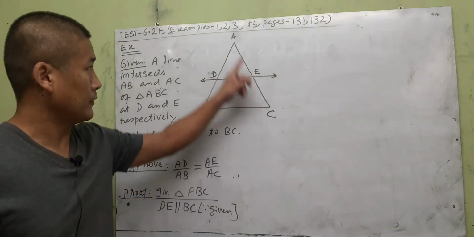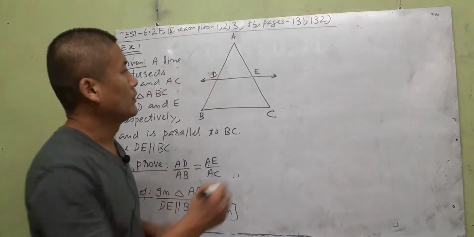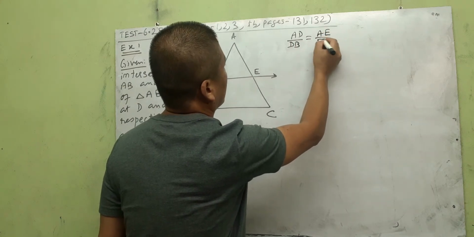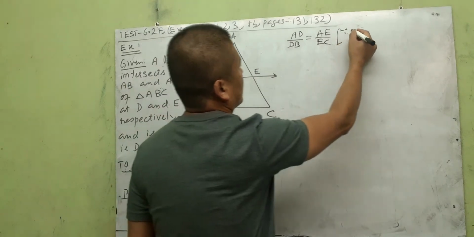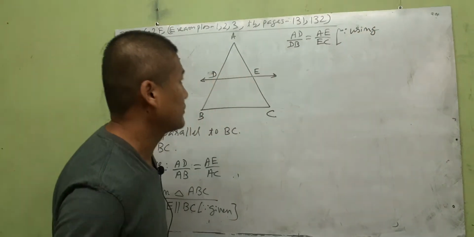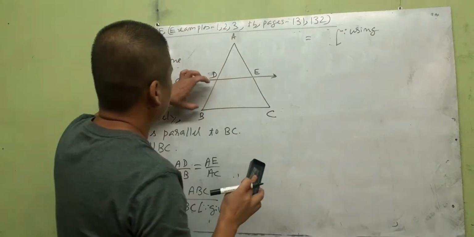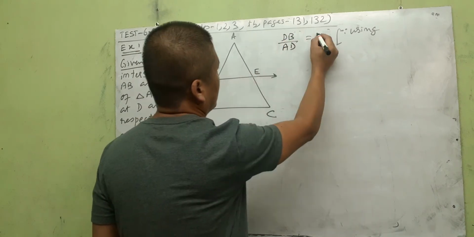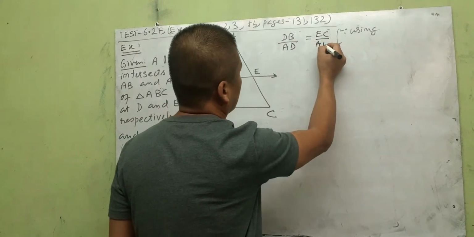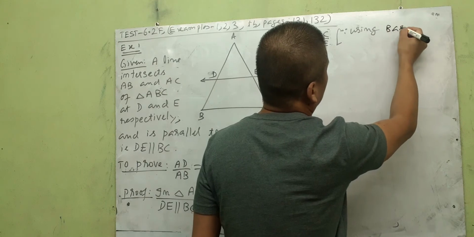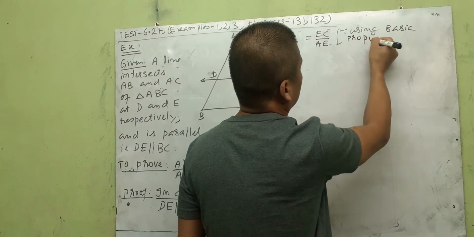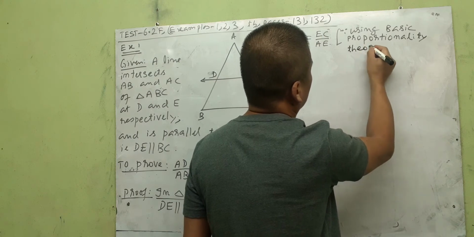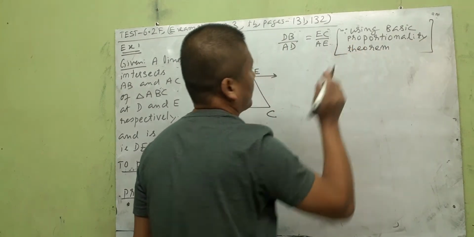So if a line is parallel to one side of the triangle, it will cut the other two sides in equal ratio. So we can write here AD by DB is equal to AE by EC. Or you can also write it, I think this way will be easier, like this by like this, or like this by like this also, it's okay. In this case, I think this will be easier: DB by AD is equal to EC by AE, using basic proportionality theorem. So we got that.